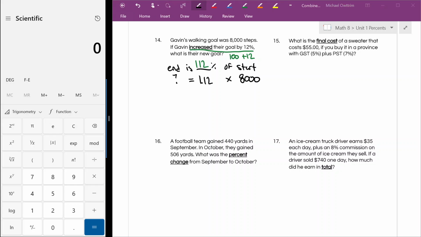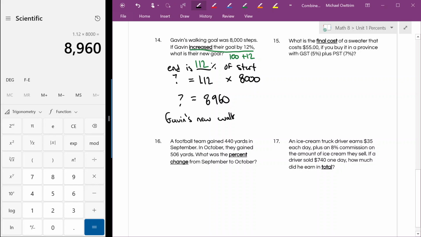And since my question mark is by itself on the left side of the equation, let's do the calculation on the right side. So we'll do our 1.12 times our 8,000. We get 8,960. And we'll answer the question and say Gavin's new walking goal is 8,960 steps.